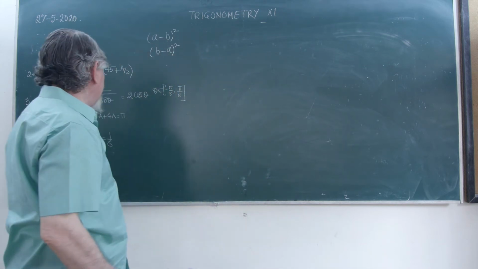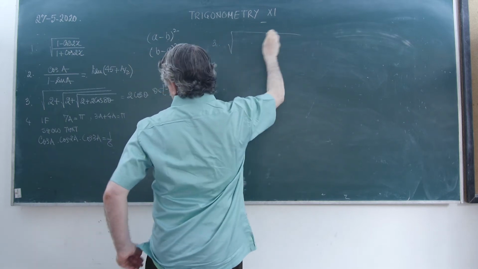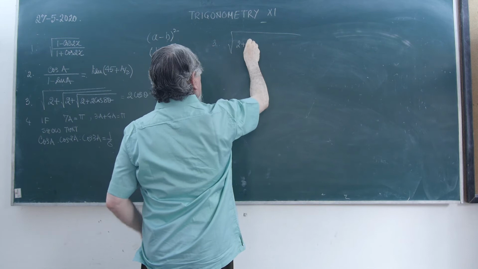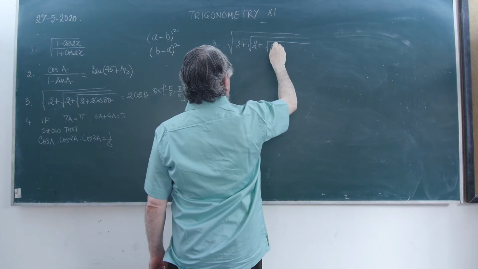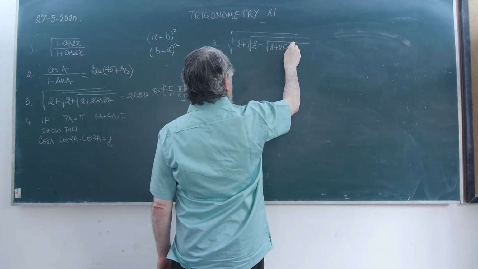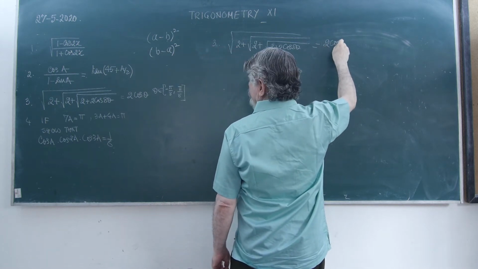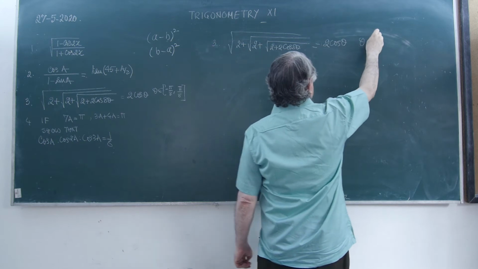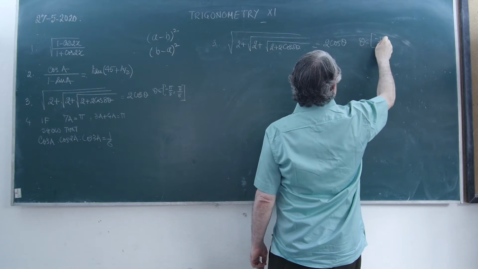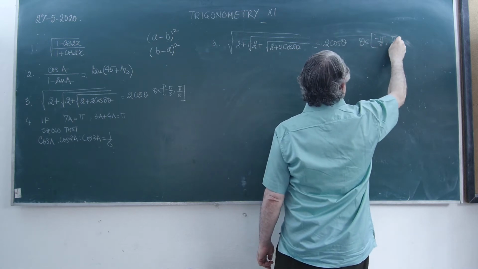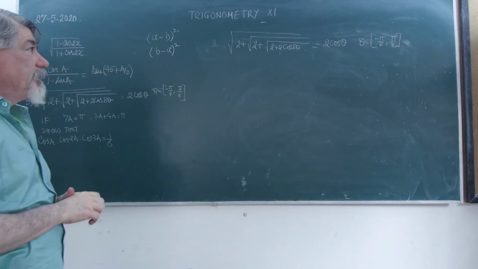For question number 3, again we are using those formulas only which we have just read. We have to prove that under root 2 plus under root 2 plus under root 2 plus 2 cos 8 theta is equal to 2 cos theta, where theta belongs to minus pi by 8 to pi by 8. Now let us see how we do that.